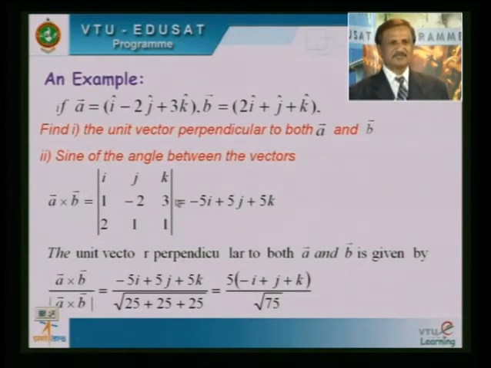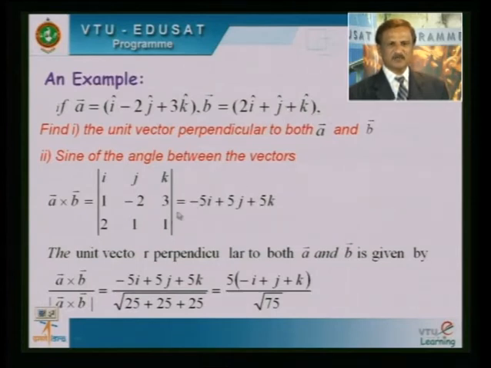You can write down the determinant i, j, k, and the coefficient of i is 1. That is the second row's first element. Coefficient of j is minus 2. Coefficient of k is 3. And similarly, from the other vector, coefficient of i is 2. That is the first element of the third row.